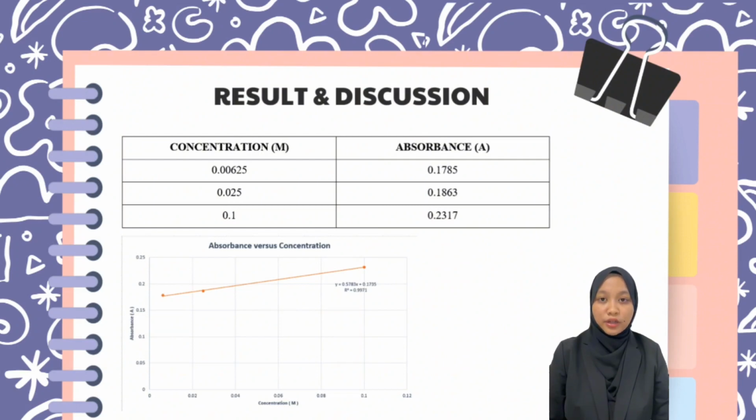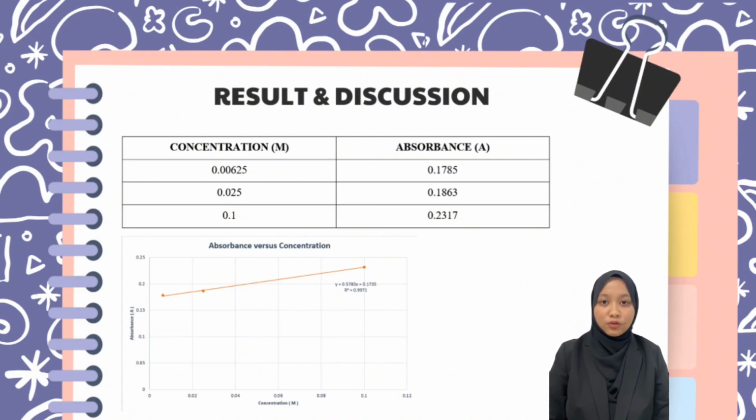the value R is 0.99. So the first concentration is 0.0625 and absorbance 0.17855. Then the second concentration is 0.0025 and absorbance 0.18363, and the final concentration is 0.1 and absorbance is 0.23117. And then the graph of absorbance on the y-axis versus concentration on the x-axis can be prepared. So the graph will produce a straight line plot. So the calibration curve is prepared.